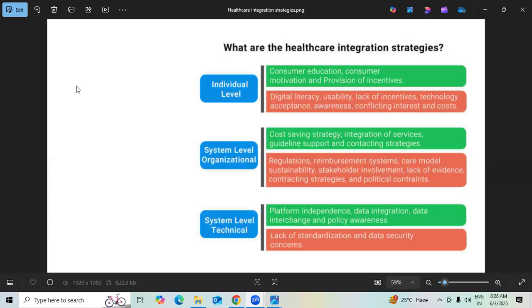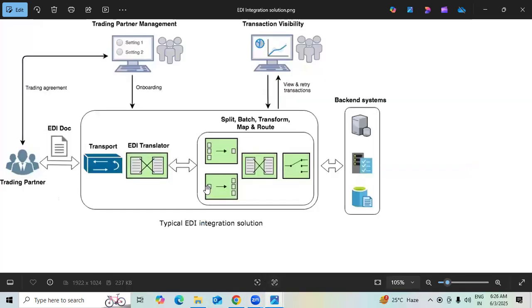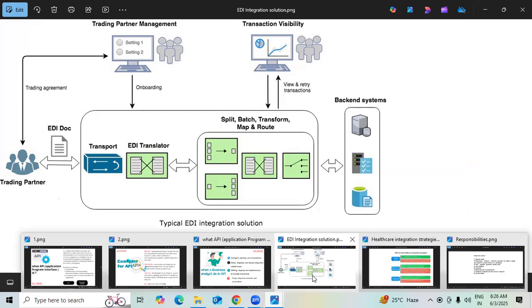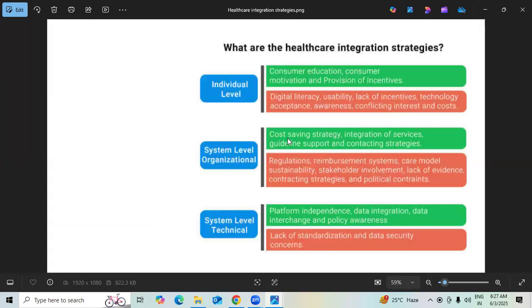So these are the different levels. One is on the individual level that we need to see. Next, about the system level from the organizational perspective, because implementation from the organization perspective, system level, followed by the technical level, right? So these are the strategies that we do when we are implementing it. Next, we must see how these EDIs, right? So EDI integration approach and solutions that we do. Okay, this part I'm going to discuss in tomorrow's session. Okay, madam. Okay, sir. Got it.